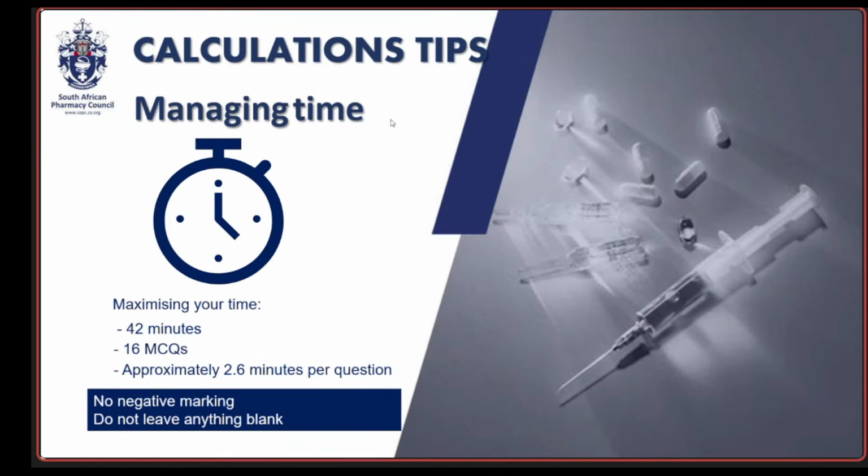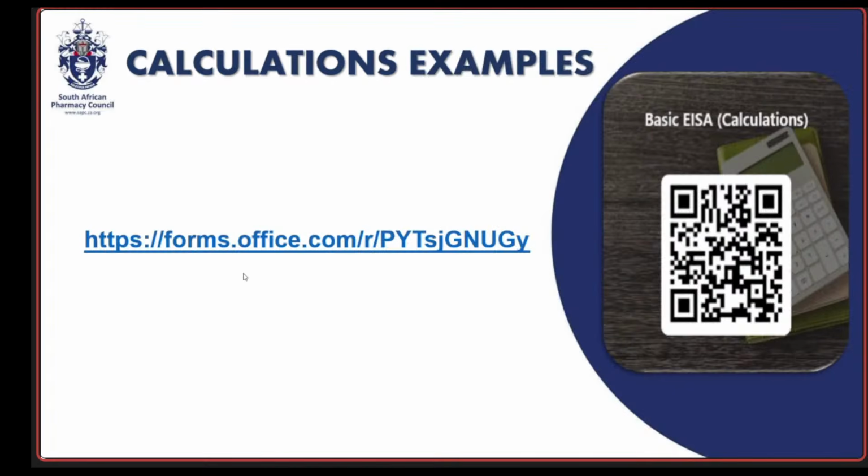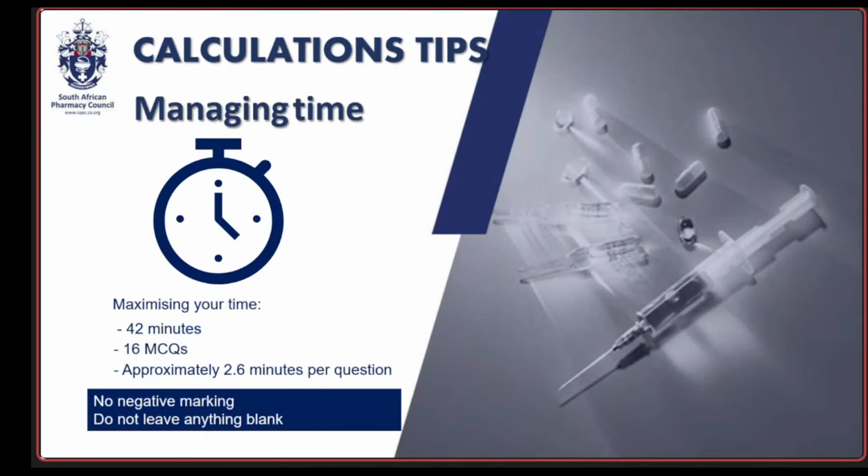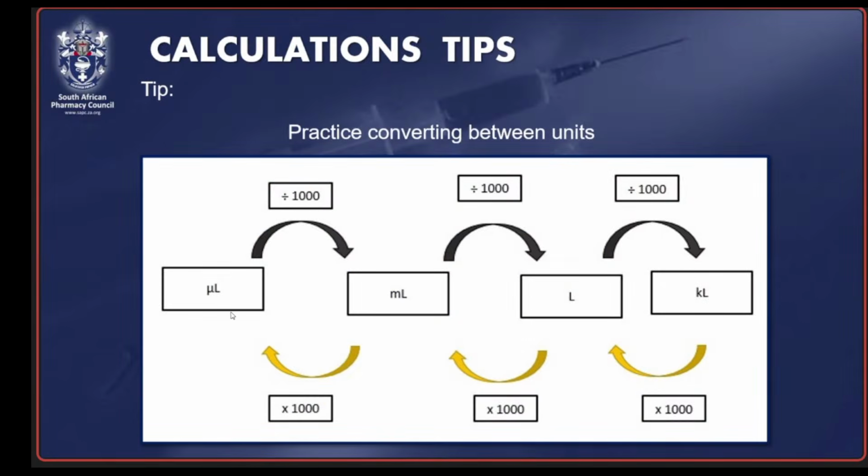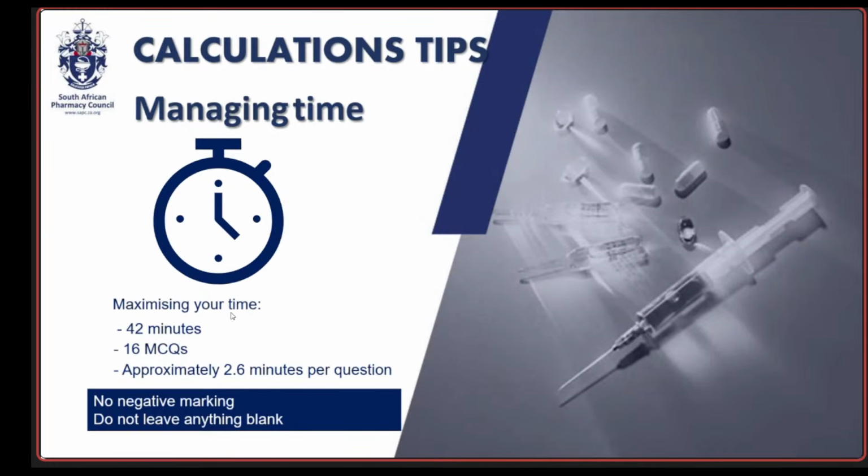Okay, so calculation tips in terms of managing time. You need to maximize your time. You have 42 minutes in which to do 16 multiple choice questions, so approximately 2.6 minutes a question. And that's really not a long time. So what's important is that you read the question, you read the options, you relook at the question, you determine the calculation and how you're going to continue with it, and you then do the calculation, look at your options, and put in your answer.